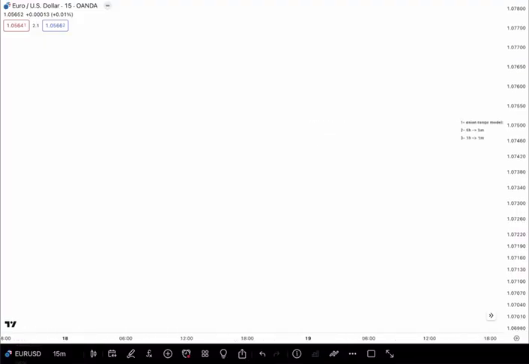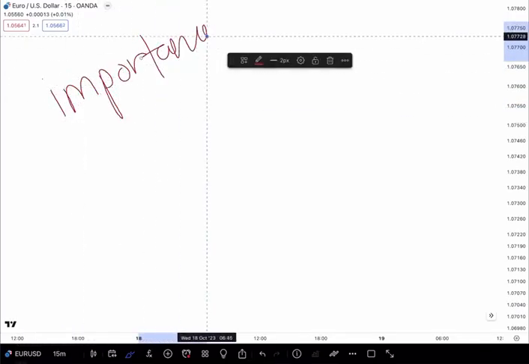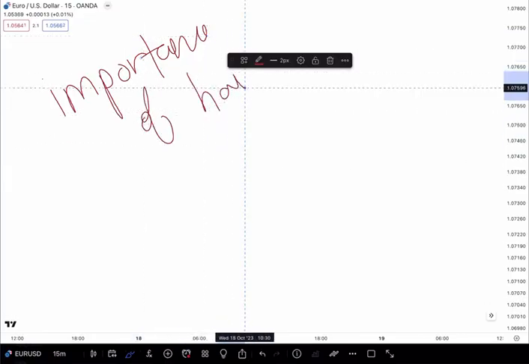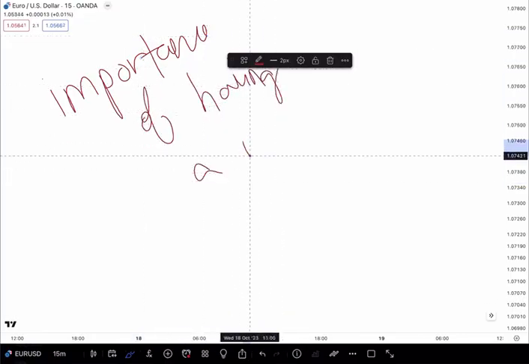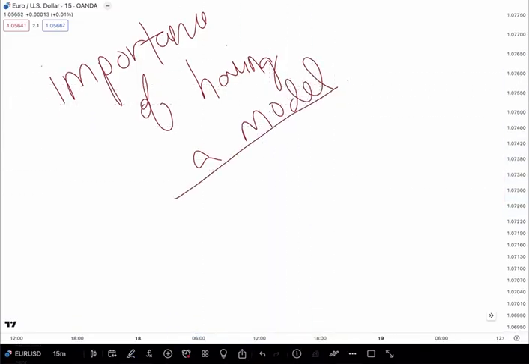Now before that, let's talk about the importance of having a model. What the average trader will do, and the average trader loses, 9 out of 10 average traders lose their money, right? So 95% of traders are losing money at all times.